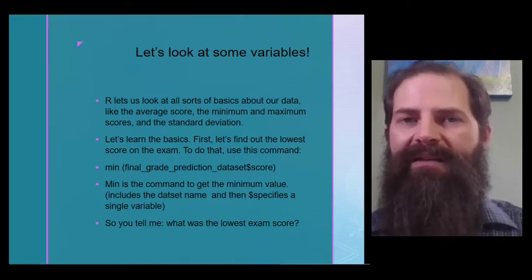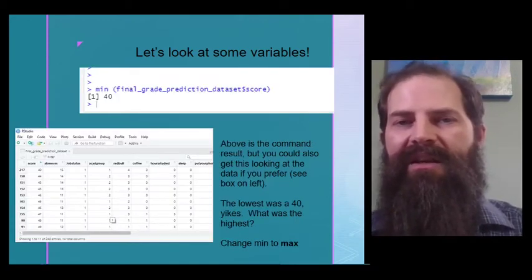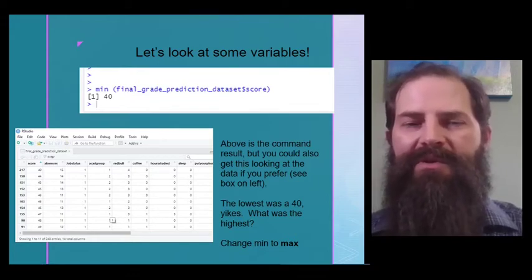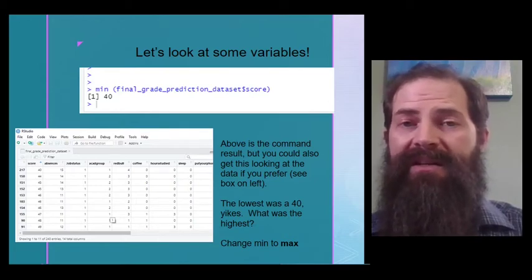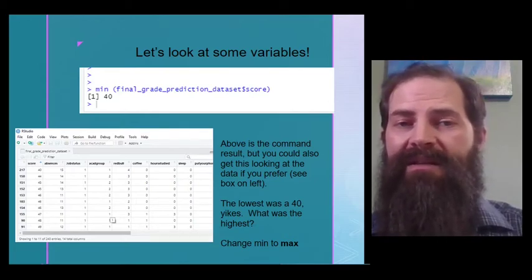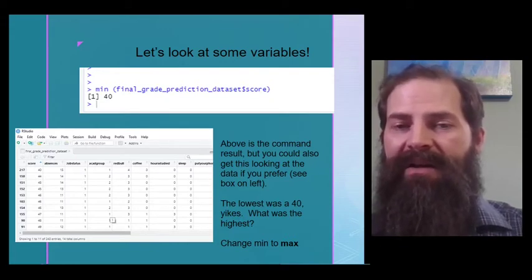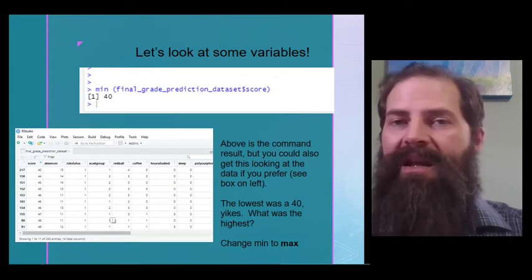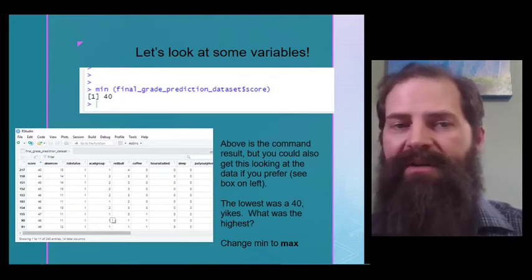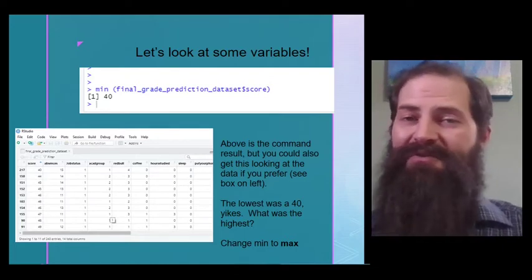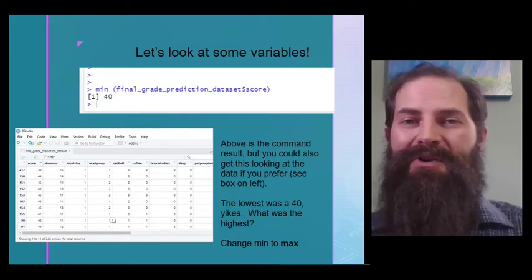Well, when we run that, it'll look something like this. In fact, it gives us a very simple output that says 40. The lowest score was a 40. Now you can see there exactly how I pasted in the text, min, parentheses, final grade prediction data set with the little underscores in there, and then the $ sign to let me know that's the name of the data set, and now I'm going to put in the variable name score, and it tells me the lowest score was a 40. Congratulations, you've done the very first thing in your coding career.